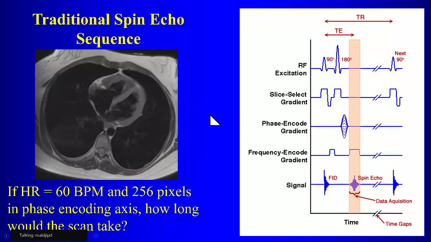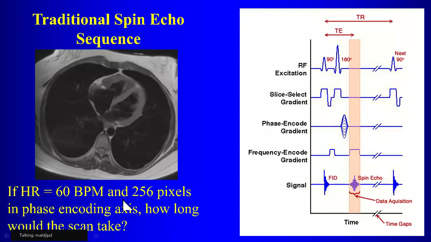Now, if we're doing a traditional spin echo sequence, we talked about if you have 256 pixels along the phase encoding axis, you need 256 echoes before you've acquired enough data to fill K-space to generate an image, right? So if the heart rate is 60 beats per minute, so that means it's once per second, and we need 256 echoes, the TR is going to be what? What's the TR going to be? No, 1 second. The TR is going to be 1 second, right?